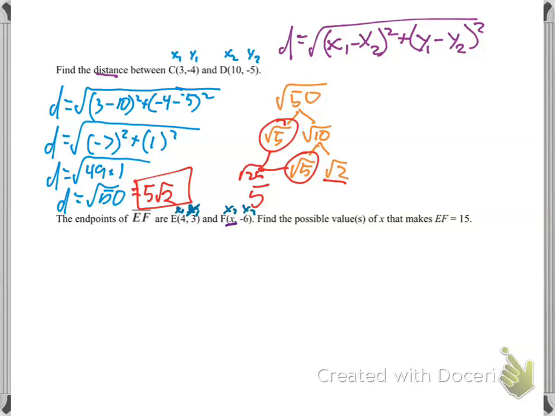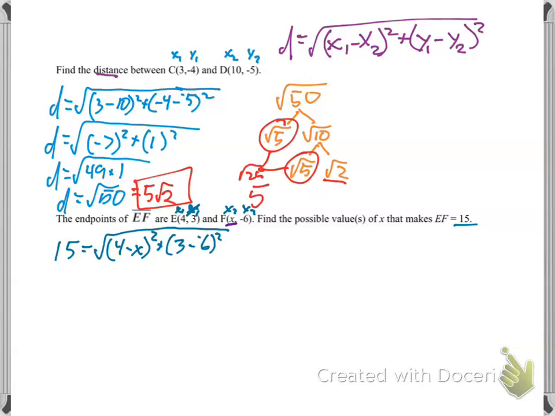Okay, so D. I actually know what D is this time. D is 15. So I'm just going to plug that into D. 15 equals the square root of, parentheses, x1, which is 4, minus x2, which is x, squared, plus, parentheses, y1, which is 3, minus y2, which is negative 6, squared. All right, so now let's start working this out.